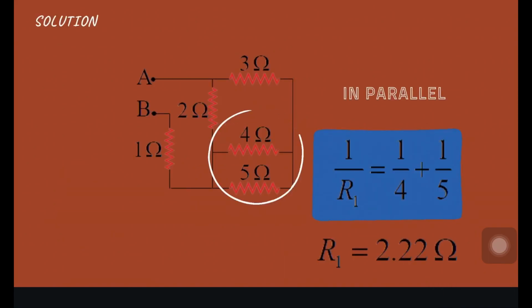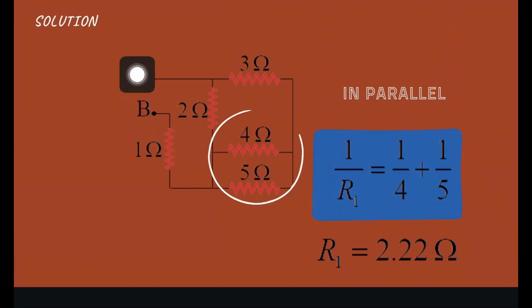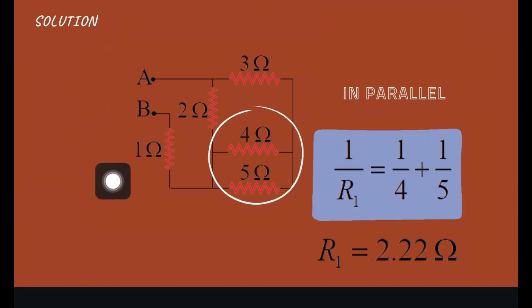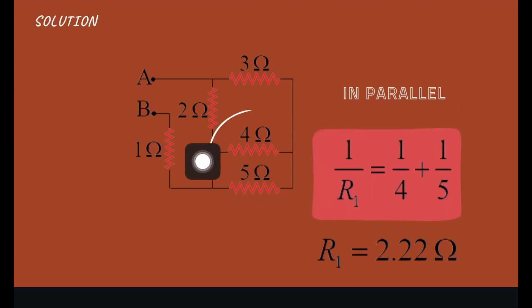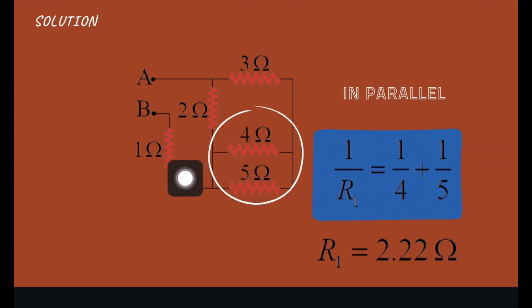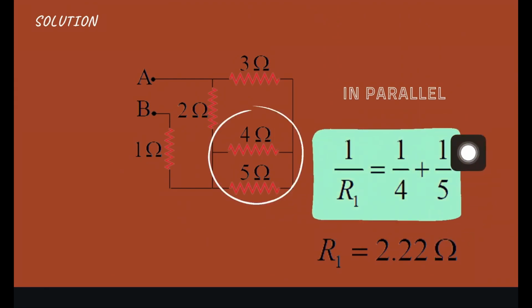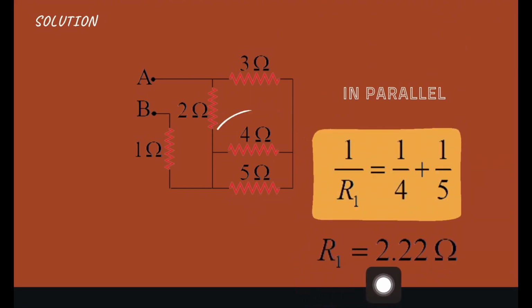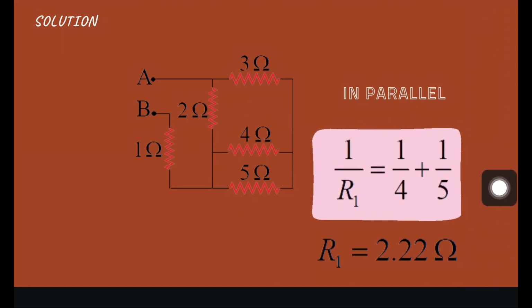So how do we find the effective resistance for this circuit? We have AB as the terminal, and we need to start from the back of the terminal. So it is the 4 and 5 ohm resistors, and these resistors are connected in parallel. You can see the junction here. So 1 over R1 equals 1 over 4 plus 1 over 5. We name it R1, and we get R1 equals 2.22 ohm.